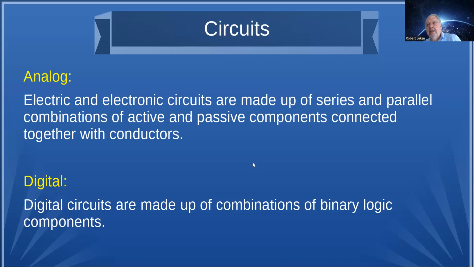Okay. So we have basically two kinds of circuits, analog and digital. And we're going to save digital till the last class or next to last. An analog circuit is just made up of a series and parallel combination of some active and passive components. Whereas a digital circuit is made up of combinations of binary logic components.